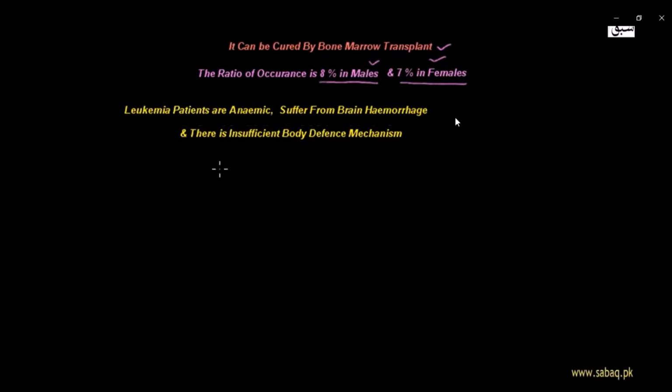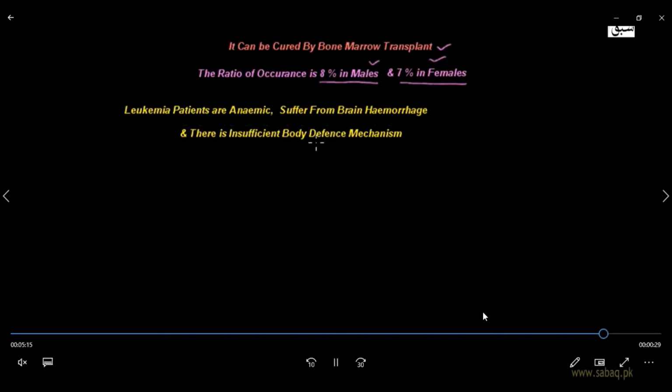So there is an insufficient body defense mechanism. The patient will have anemia plus brain hemorrhage. Hemorrhage is the destruction. There is also insufficient body defense, because they have a lot of WBCs, but none of the WBCs are of benefit, because they are not doing the work of defense. Instead, it is just an abnormal growth. So this is the result of leukemia, the abnormal growth of your WBCs.